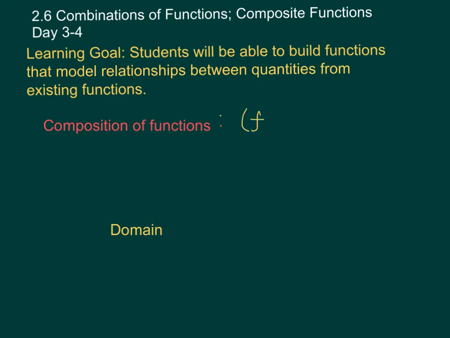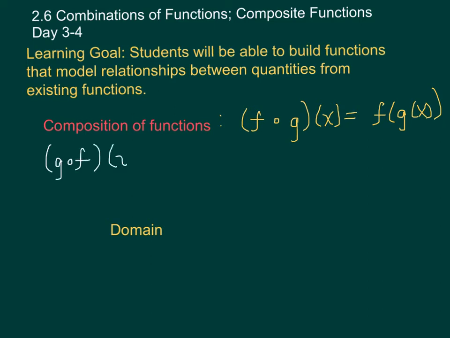And the symbol for composition looks like this. f compose g of x, which is the same thing as f of g of x. Or you can see it this way. g compose f of x, which is the same thing as g of f of x.